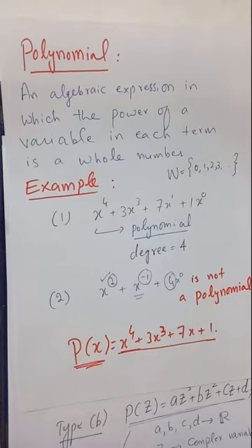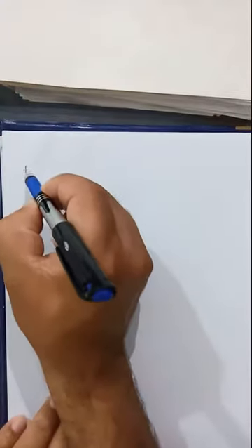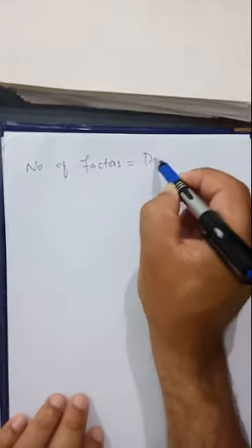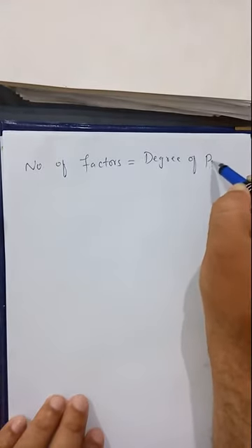Now remember from the fundamental theorem of algebra that the number of linear factors must be equal to the degree of the polynomial. Remember that the number of factors will be equal to the degree of the polynomial.